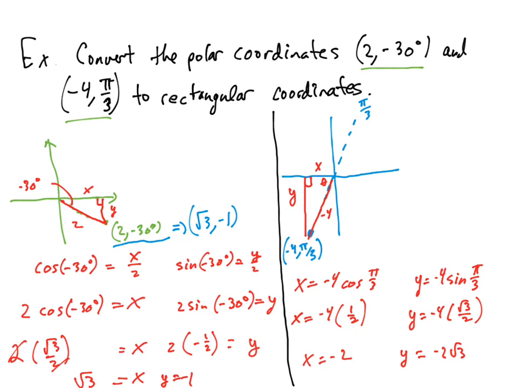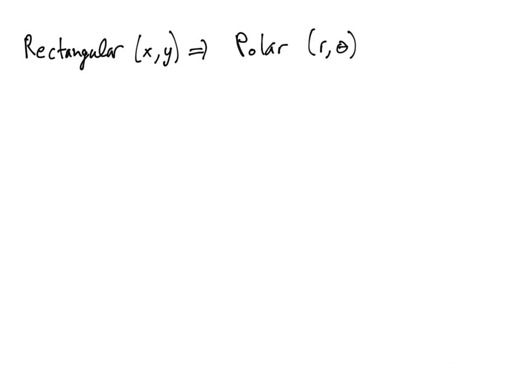Okay, so we have successfully converted negative 4, pi over 3 to rectangular coordinates. That's going to be negative 2 comma negative 2 square root 3. Alright, and then lastly, we've already gone from polar to rectangular. Now we need to go in the other direction, rectangular to polar.